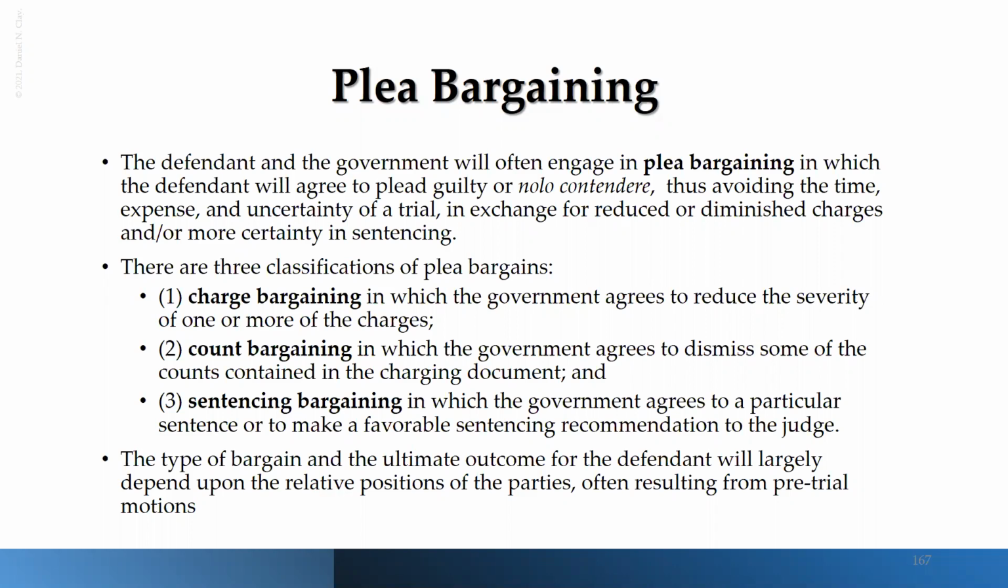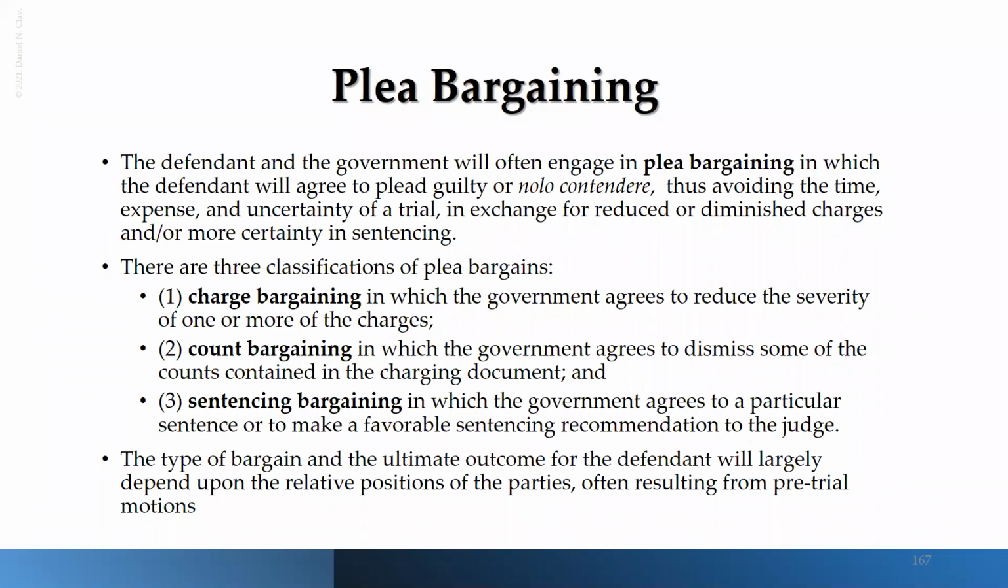Now, I digress. That being said, there are three classifications of plea bargains. There's charge bargaining, there's count bargaining, and there's sentence bargaining. Charge bargaining is basically when you as the defendant agree to plead guilty or nolo contendere, and the government agrees in return to reduce the severity of one or more of the charges. This could include dismissing charges, but that's going to be used under count bargaining.